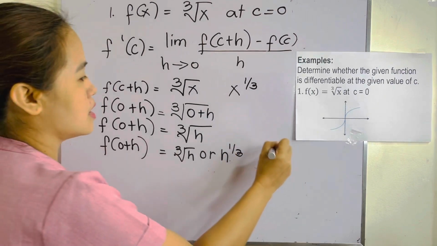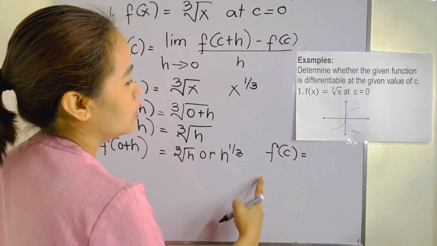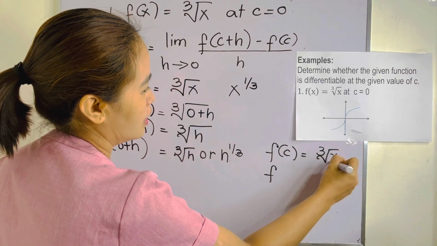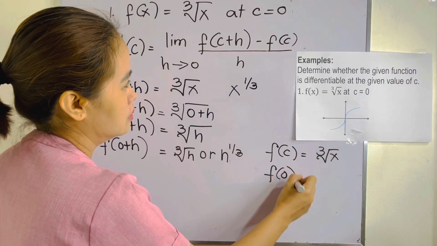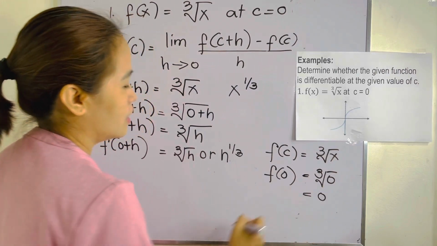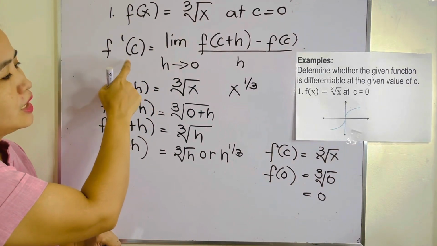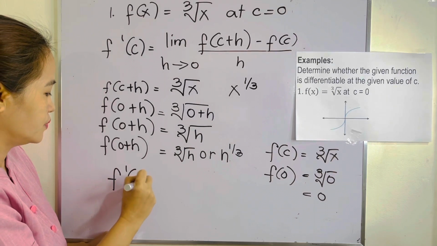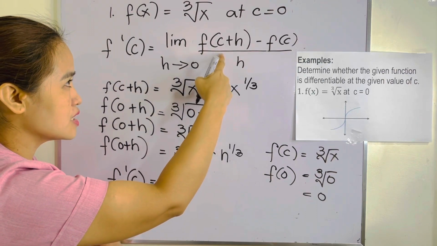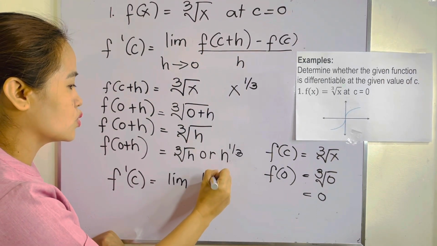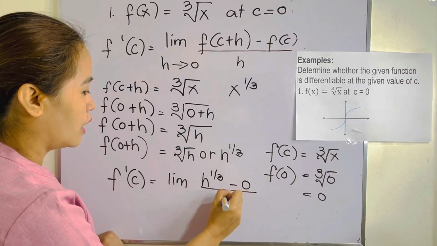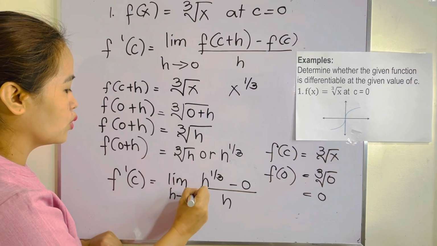Now, for f of c, we will equate this to the value of the function, the cube root of x, and c here is 0. That's the given. This is now the cube root of 0. We know that that is 0. Substituting it in the definition, we have the limit of f of c plus h, which is h raised to 1/3, minus f of c, which is 0, over h as h approaches 0.